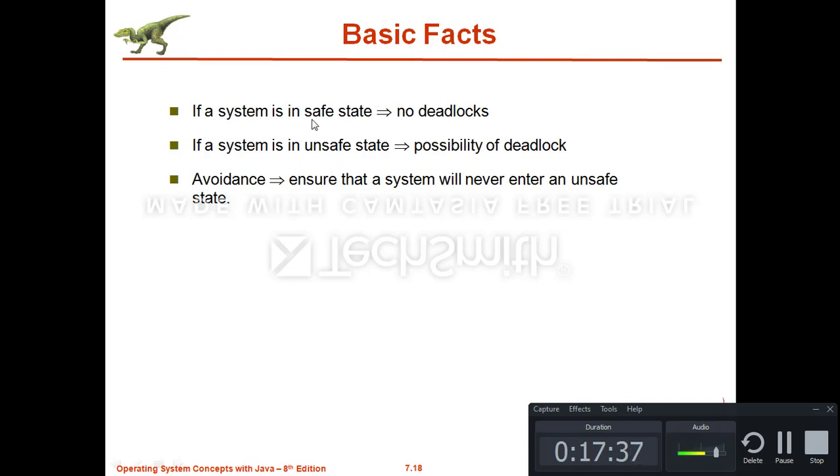If a system is in a safe state, then no deadlock. If a system is in an unsafe state, then there is a possibility of deadlock. Ensure that the system will never enter an unsafe state. We need to take care that the system will never enter an unsafe state by considering safe states.